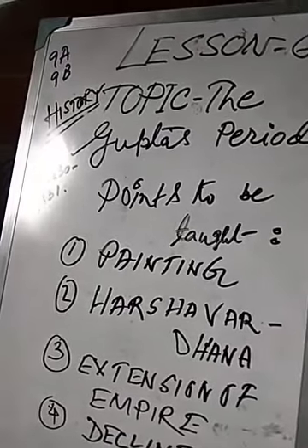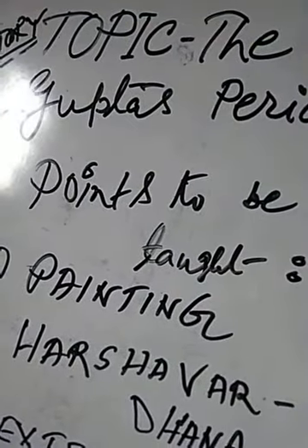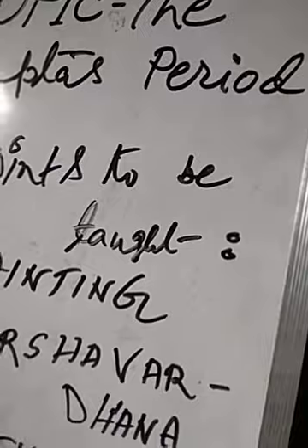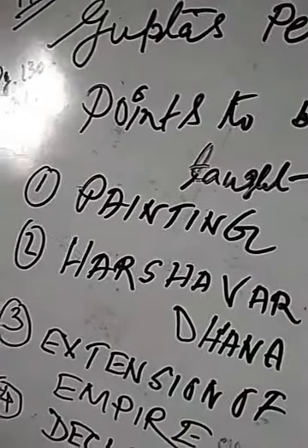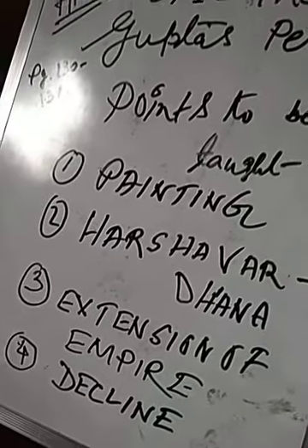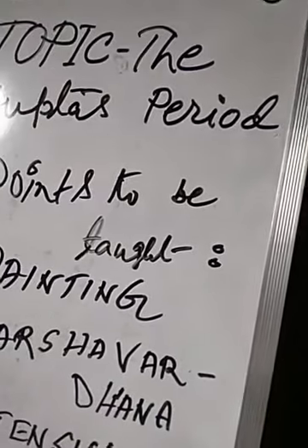My dear students of class 9A and 9B, today I am going to teach you about the following points. Point number 1, paintings of the Gupta rulers; Harshavardhana, the rule of Harshavardhana, and then extension of his empire, and last of all decline. First of all, painting during the age of the Gupta rulers.